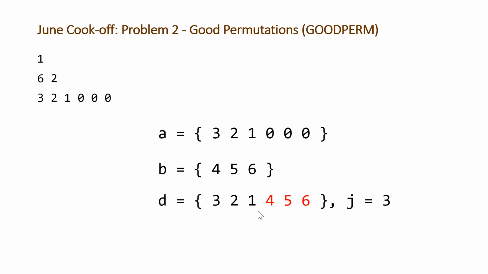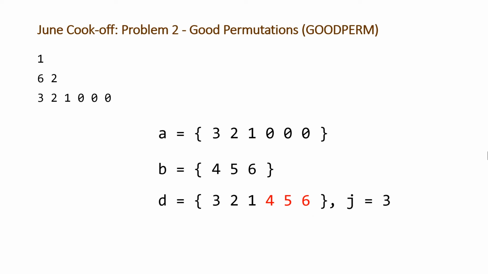So the first 3 don't satisfy this. 2 is not greater than 3, 1 is not greater than 2, but 4, 5, and 6 all do. So 4 is greater than 1, 5 is greater than 4, and 6 is greater than 5. If we count these and call that j, j is equal to 3, but we want j to be equal to k, which is 2 in this example. So 3 is not equal to 2, so this is not a good permutation.